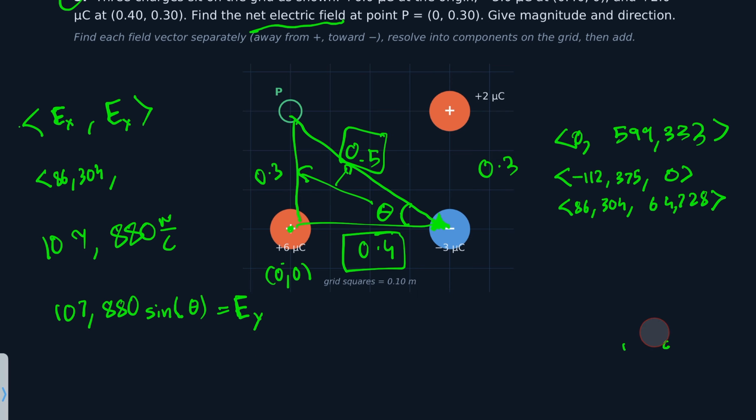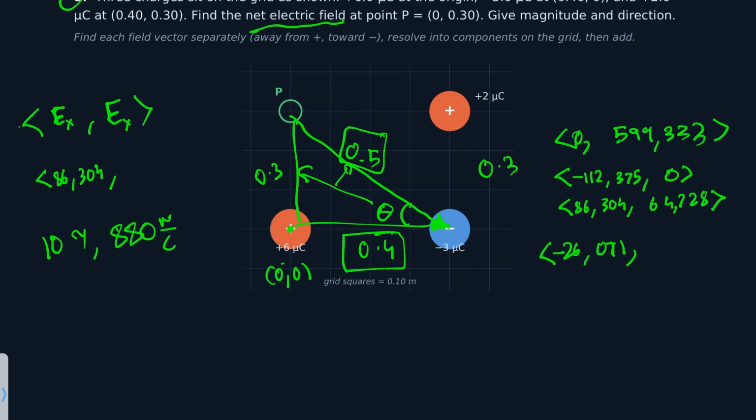So I can erase that diagram now, because we have a hint of what we're looking for. Now let's just add all of these. This is going to be in the x direction. What are we going to have? 86,304 minus 112,375. All right, let me do that again. 86,304 minus 112,375. Negative 26,071 in the x.